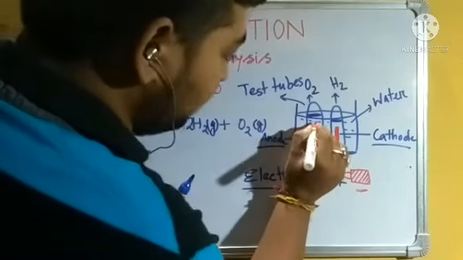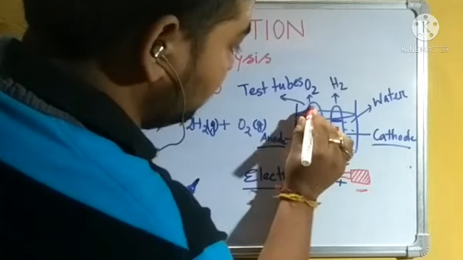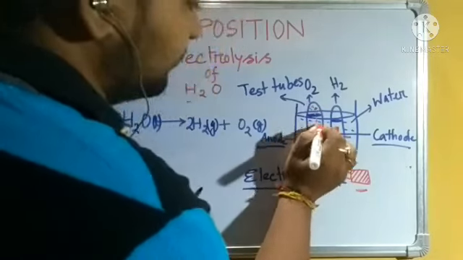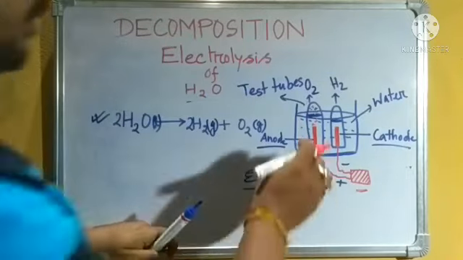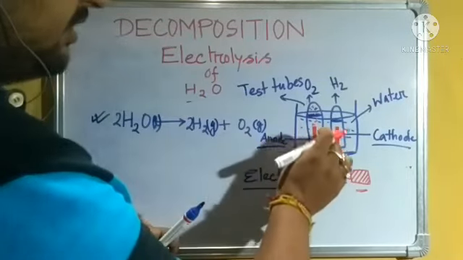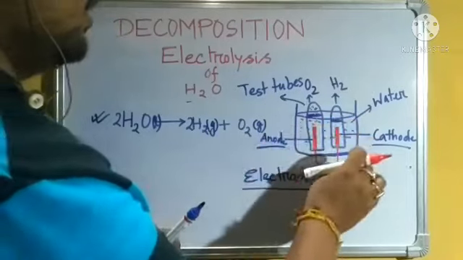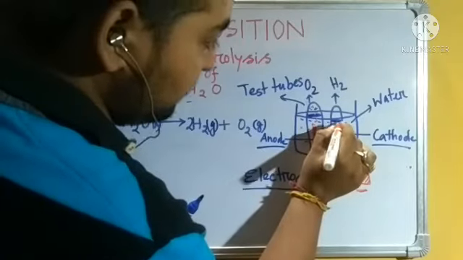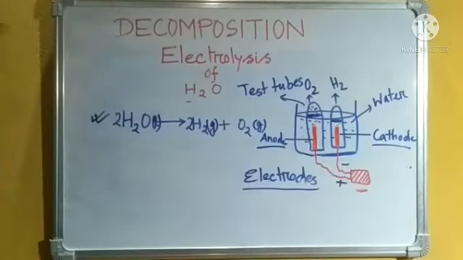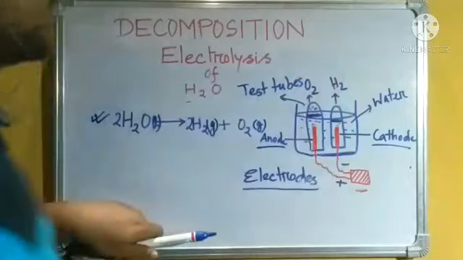bubbles of oxygen will be generated here, and it will come here. So we will see that bubbles of oxygen from the water will generate in the test tube which is present over the anode. And we will see bubbles of hydrogen gas come up in the test tube which is placed over the cathode. That means over the cathode we will get hydrogen gas, over the anode we will get oxygen gas.